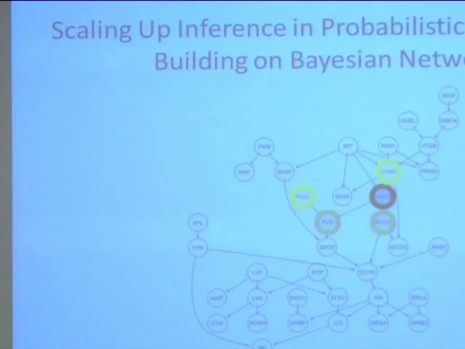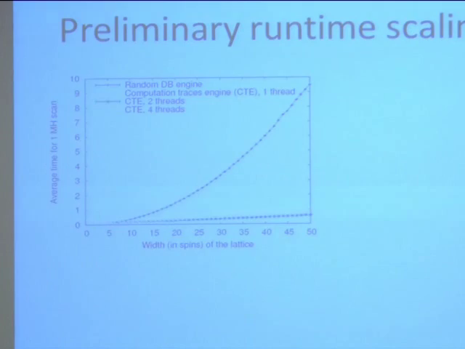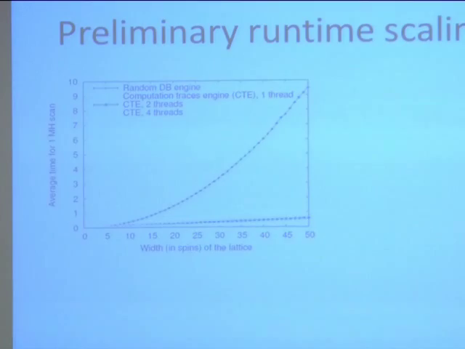So is this the number of samples per second, or what are you calculating? No. This is the average time for one MH scan. And one MH scan, so let's say in an HMM, each run is on the whole model. Let's say in an HMM you have 100 latent variables, steps, and one scan will go, for example in Gibbs, over all these things.